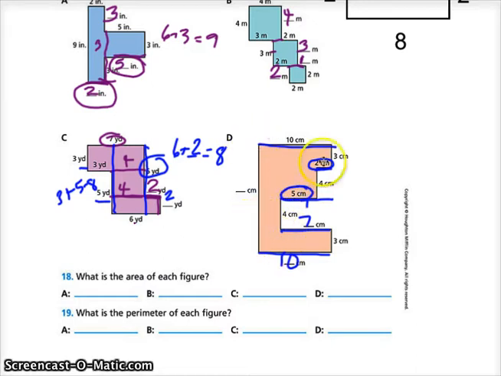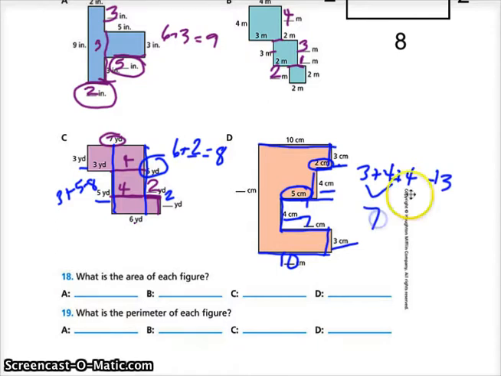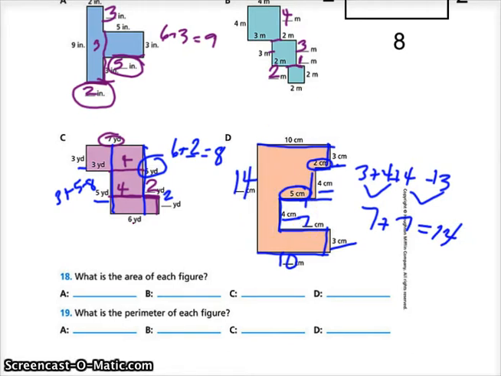And then this side, we have to add up all these sides, the down sides. So I have 3 plus 4 plus 4 plus 3. So 3 plus 4 is 7, and 4 plus 3 is 7, and 7 plus 7 equals 14. So this side length must be 14. Okay, now they want me to find the area of each figure. Okay, so I'm going to erase some of the sloppy work here.